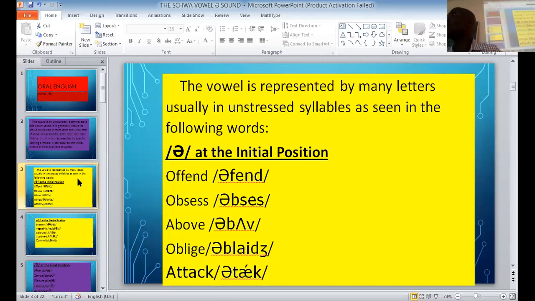Yes, write the symbol at the initial position, then the words and transcription. Yes, any question? 1, 2, 3, 4, 5 words and their transcriptions. Yes, just write them. Don't write the sentence above. Just write the example. The short sound, initial position, then the words and transcription. All right. Don't make noise now. Let's cooperate.